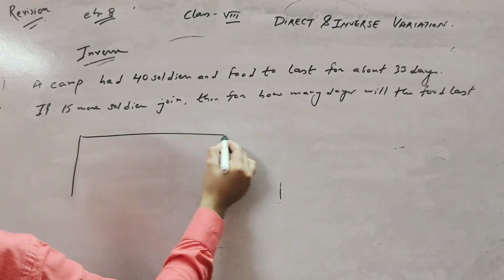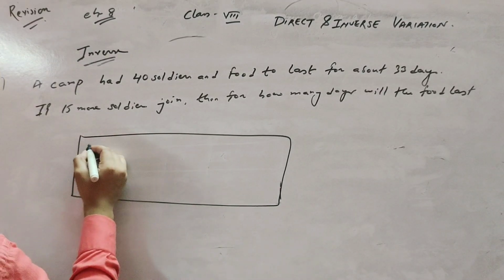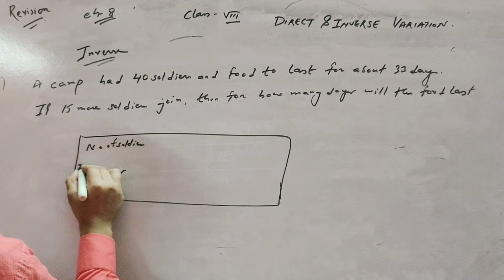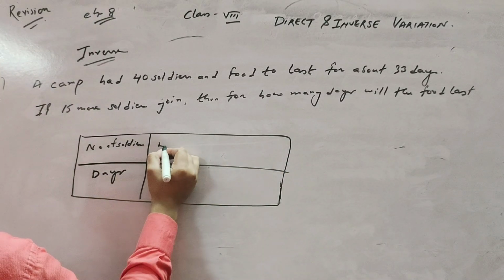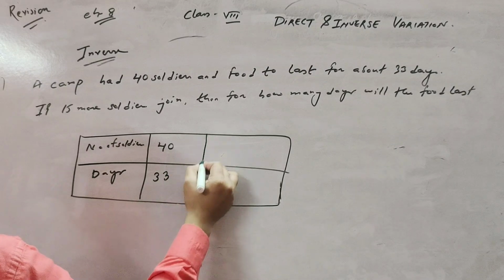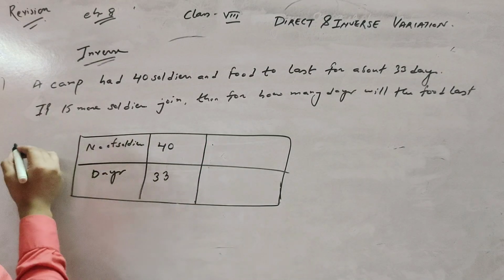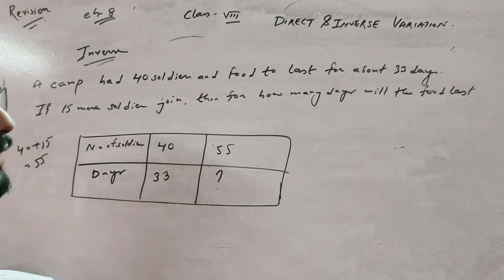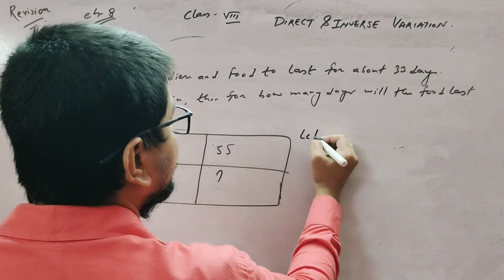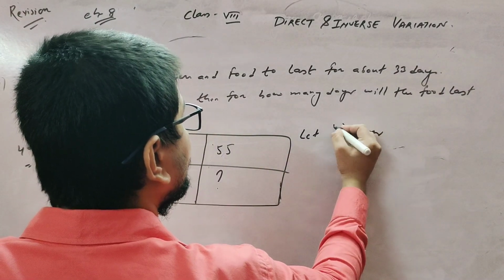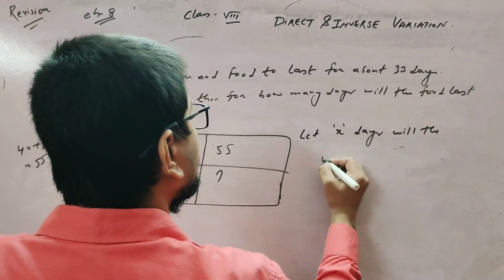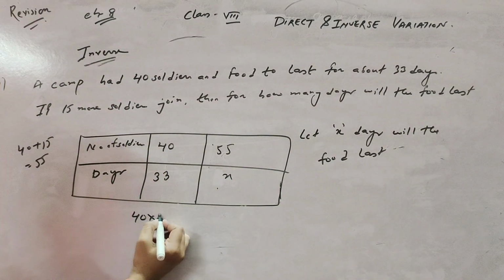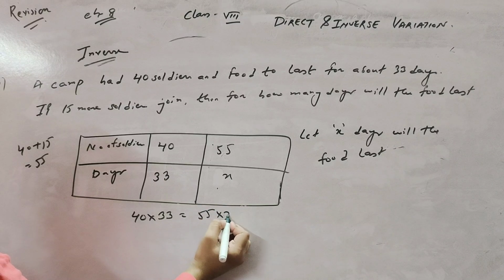So first, number of soldiers and days. Firstly, the number of soldiers is 40 and the food lasts 33 days. Now the number of soldiers is 40 plus 15 more, that is 55 soldiers. Then how many days will the food last? Let x days be how long the food lasts. So 40 into 33 equals 55 into x.